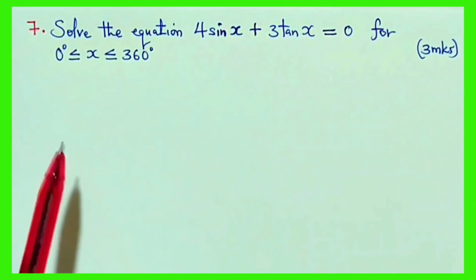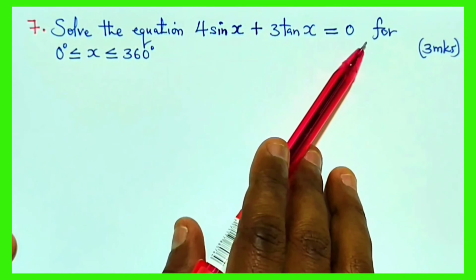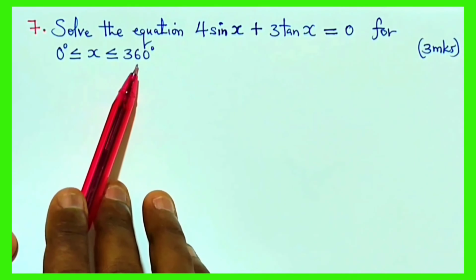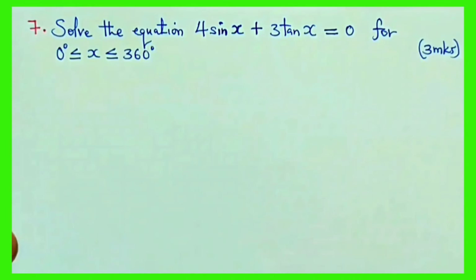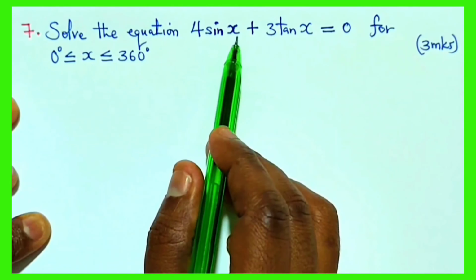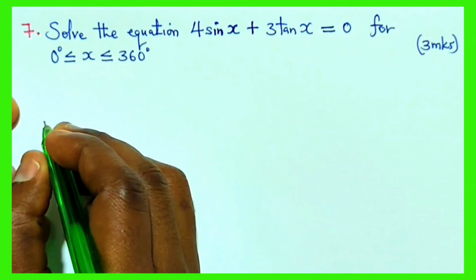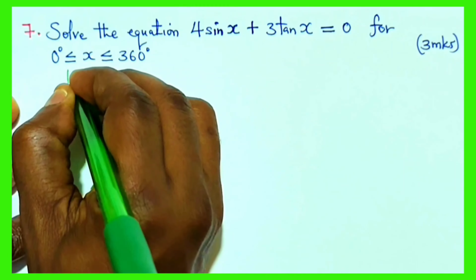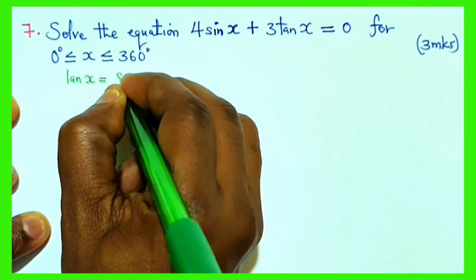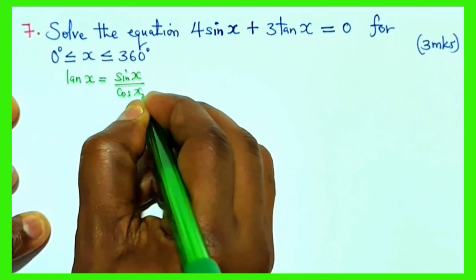Question 7. Solve the equation 4 sine x plus 3 tan x is equal to 0 for 0 degrees is less than or equal to x is less than or equal to 360 degrees. 3 marks. Solution. Now that we are having sine x and tan x here, we can consider the trigonometric identity that tan x will be equal to sine x divided by cos x.